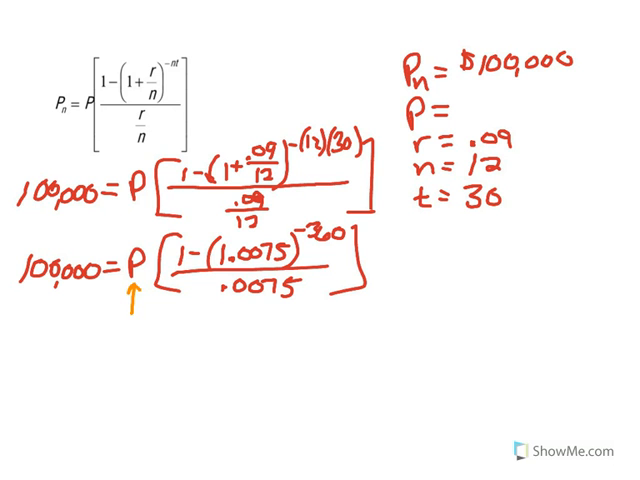Trying to get P by itself, right now we're multiplying it by this fraction. To get rid of the fraction, if we simply multiply both sides by the reciprocal, we can get rid of it. So we're going to multiply both sides by 0.0075 over 1 minus 1.0075 to the negative 360.